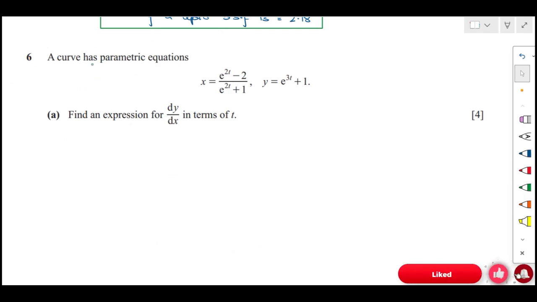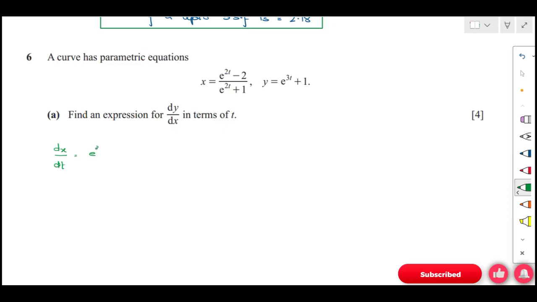Question number 6. A curve has a parametric equation: x is in terms of t and y is in terms of t. Part A, find the expression for dy by dx in terms of t. Okay, so we have the function x. We need to differentiate the function x with respect to t because x is a function of t. Here we apply the quotient rule, right?